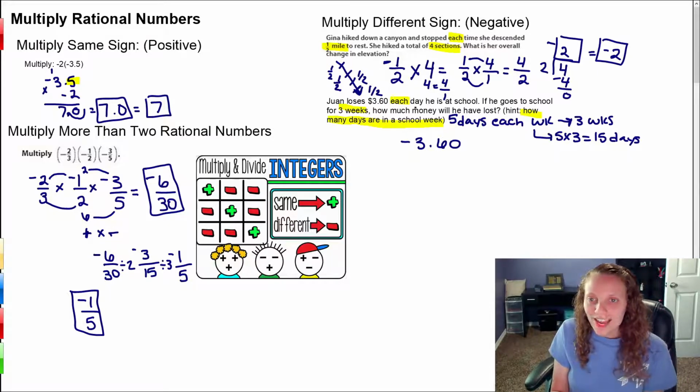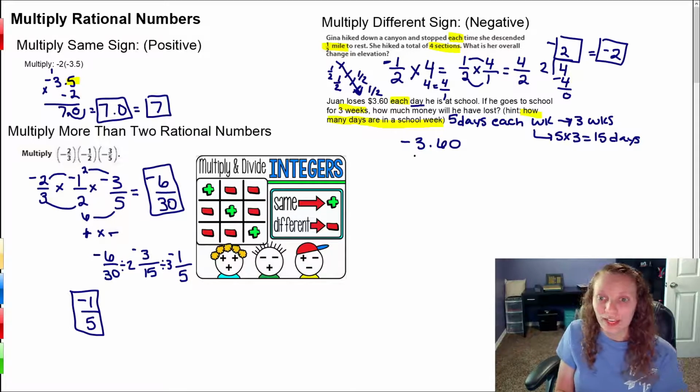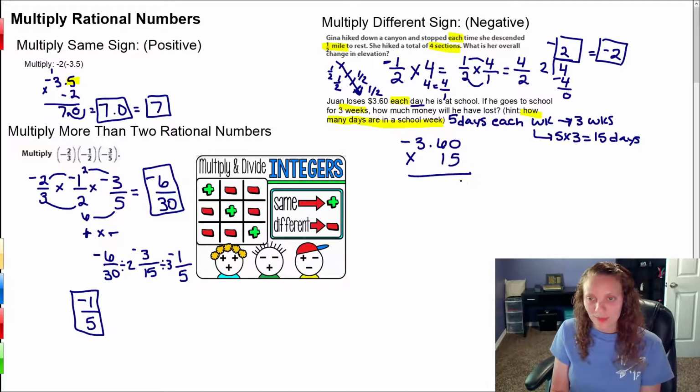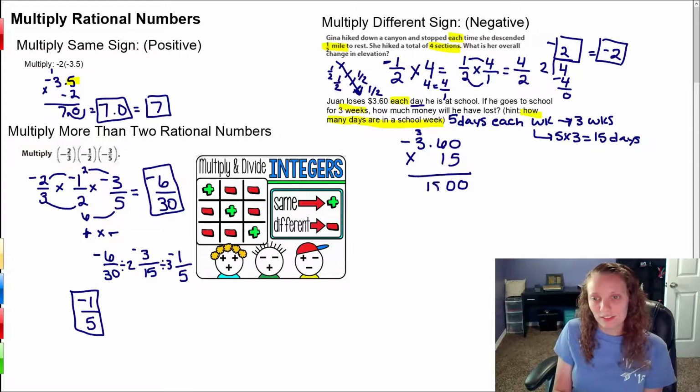So each day, they're losing $3.60. That's why I put a negative here for 15 school days. And we want to know how much total, or how much money they lost in all. So we're going to multiply those 15 days with the $3.60 for each day to find out the total. 5 times 0 is 0. 5 times 6 is 30. 5 times 3 is 15, 16, 17, 18.